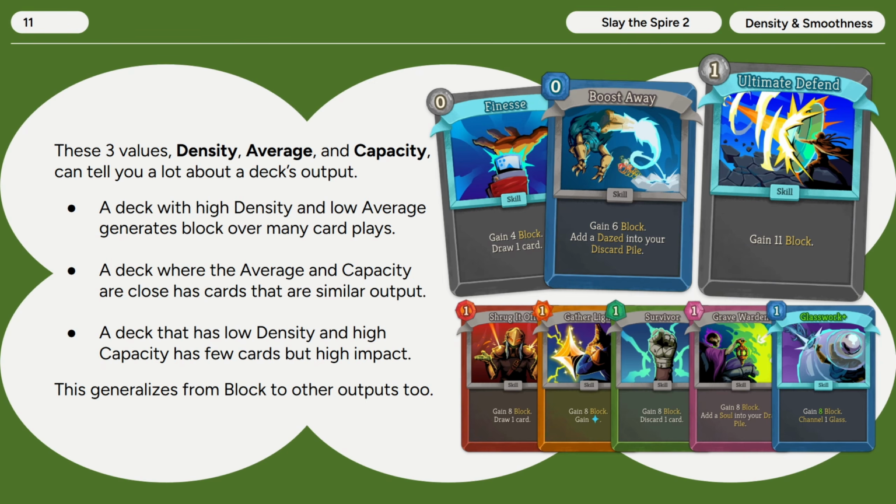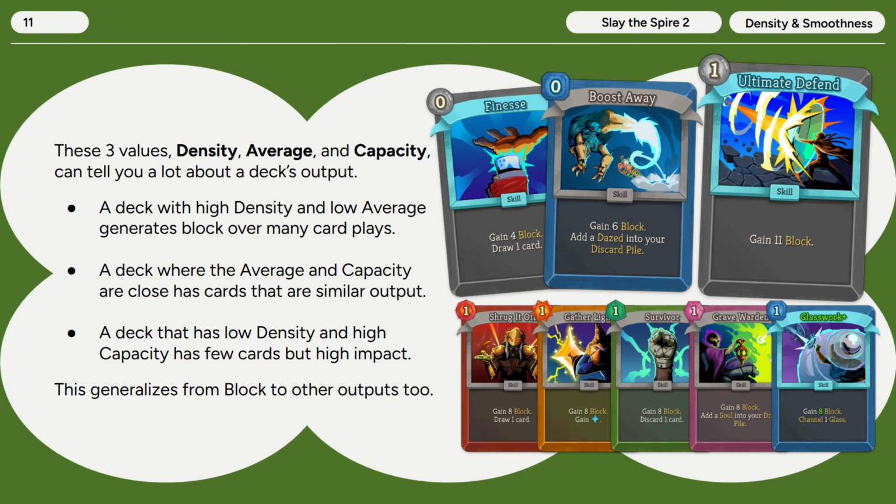A deck with high density and low average will generate block over many card plays. So Finesse, for example, gives you 4 block, but it costs 0. So it improves your density by having a Finesse. It has a low average because it's a low number on a block card, but because it doesn't contribute to your energy expenditure, you can play it on top of other block effects if you do want to go higher. And that improves your ability to block at 0, 1, 2, or 3 energy. But it does mean that your block is being distributed over more cards.